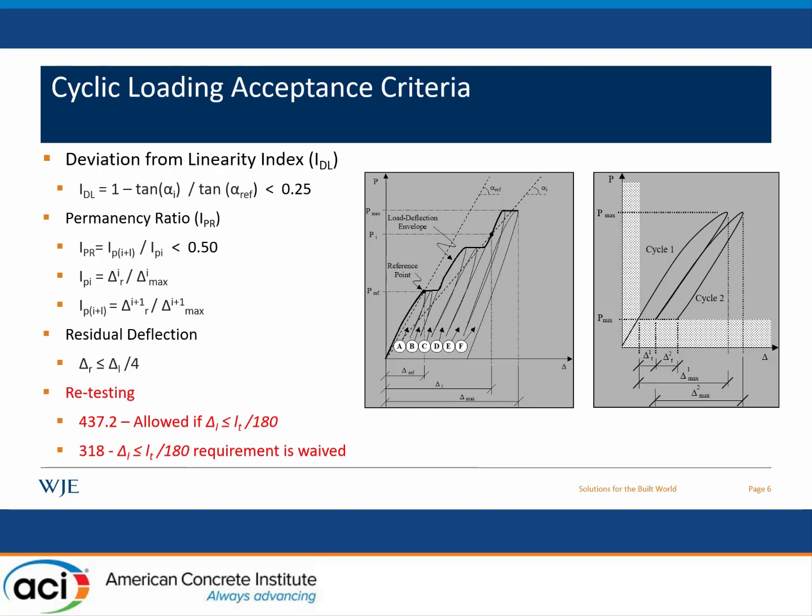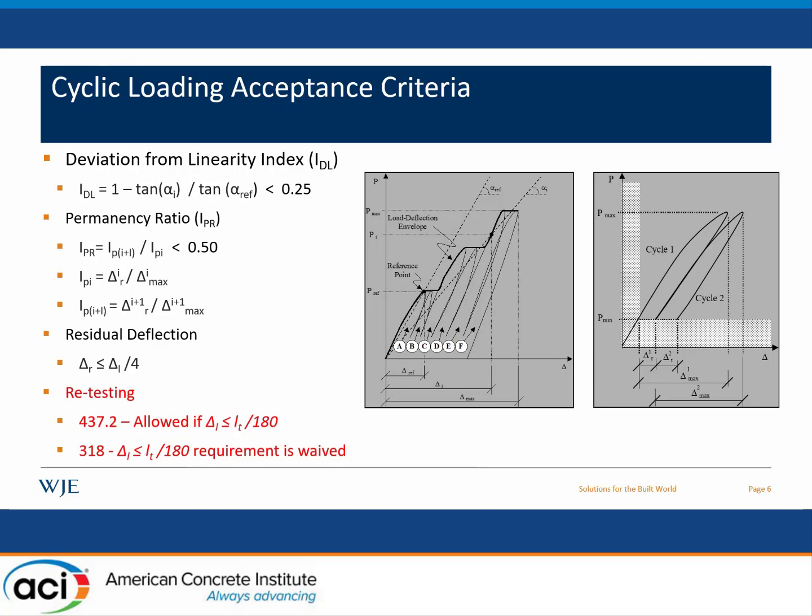So for the cyclic load testing, again, you have three criteria. Deviation from linearity measures the changes in stiffness, and if your stiffness decreases by more than 25% during the load test, you basically fail the test. The second one is permanency ratio, which looks at the difference between the residual and maximum deflection in 2 consecutive cycles. And the last one is residual deflection.